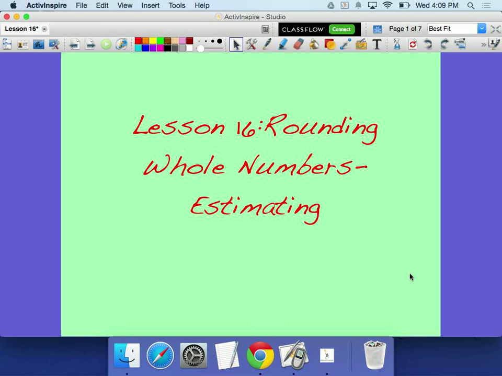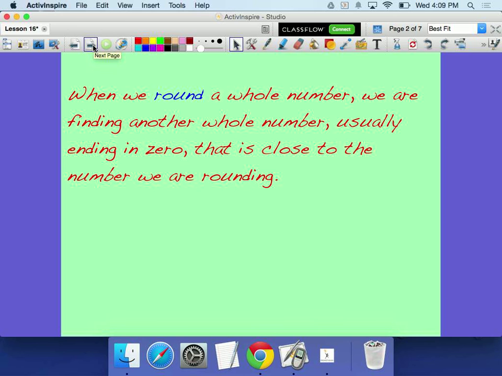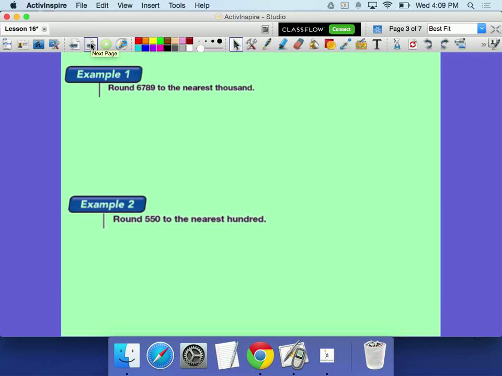For lesson 16, we're going to talk about rounding whole numbers and estimating. When we round a whole number, we are finding another whole number, usually ending in 0, that is close to the number we are rounding. Hopefully we have some experience with rounding, so this is not new.